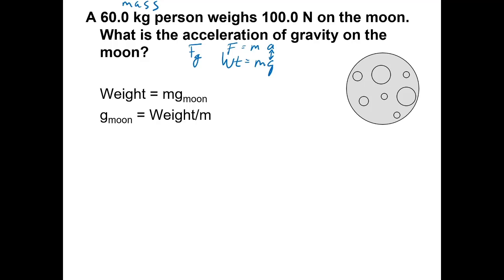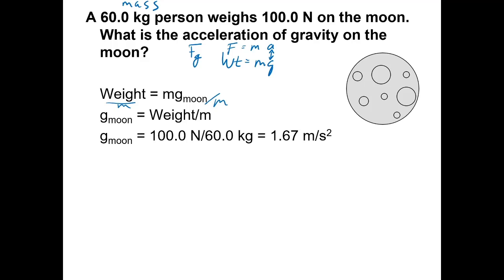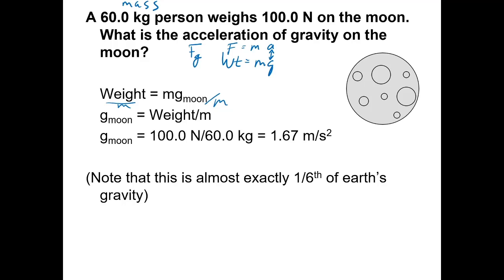So we can rearrange that formula. I just divided both sides by m. And I know it's a slash there instead of a fraction, but that's okay. Now the problem is really easy. We just divide the 100 newtons by the 60 kilograms, and we get 1.67 meters per second squared. If you take 1.67 over 9.8, you get really close to 1/6, and that's the actual value.